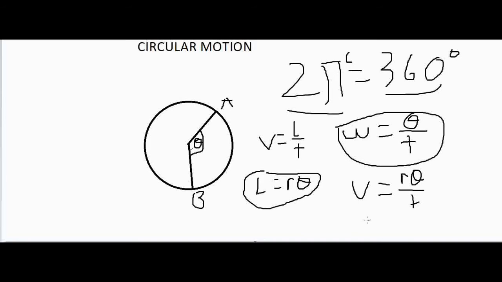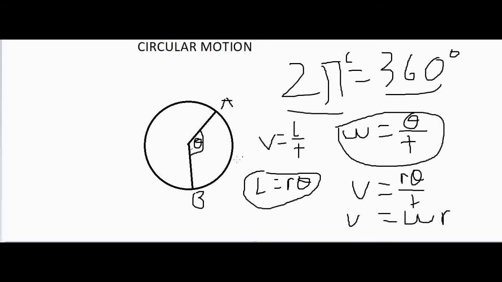And now, since we know that omega is equal to theta over t, then we know that v is equal to omega r, or r omega. So the instantaneous velocity is equal to the radius times the angular velocity. And as you know, the unit will still be meters per second.